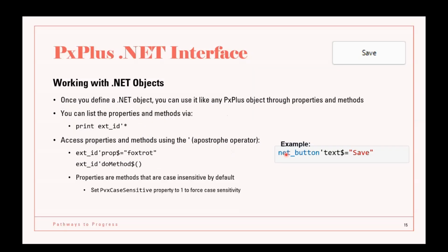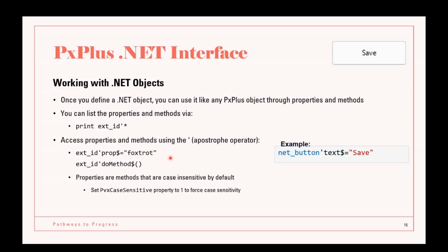What that code would look like is very similar to if you've worked with any other object in PxPlus. Everything is done through the apostrophe operator. And like other PxPlus objects, if you print the handle of your object, apostrophe asterisk, you get a list of all the properties and methods for your object. Setting properties works just like any other object. You say tick, the name of your property, and then you can assign it. And methods are tick, the name of your method, and then square bracket.